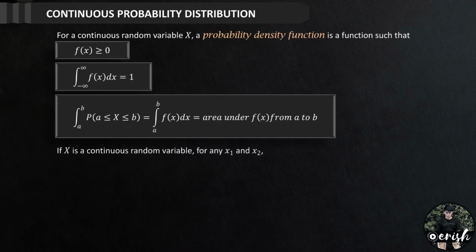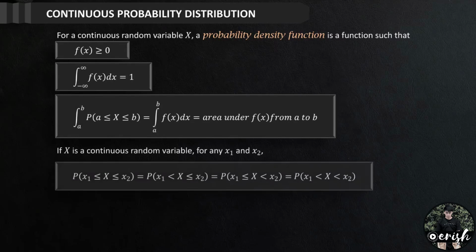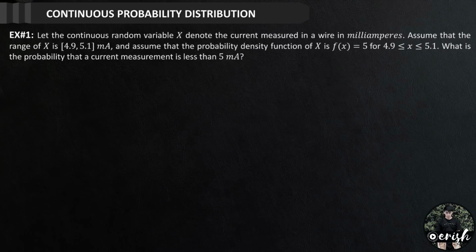If x is a continuous random variable for any x sub 1 and x sub 2, then this is our equation. Example number 1. Let a continuous random variable x denote the current measured in a wire in milliamperes. So assume that the range of x is from 4.9 to 5.1 milliamperes. And assume the probability density function of x is f of x equals 5 for 4.9 less than or equal to x less than or equal to 5.1.